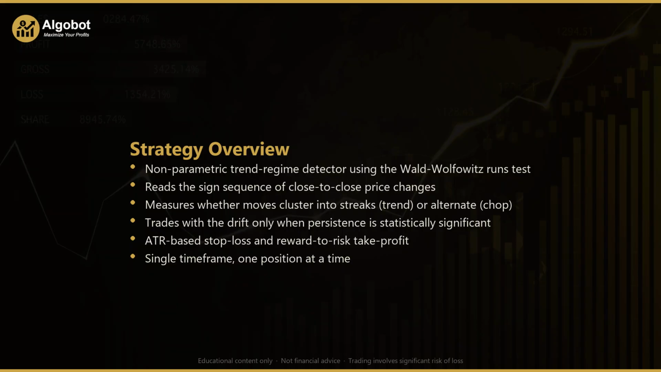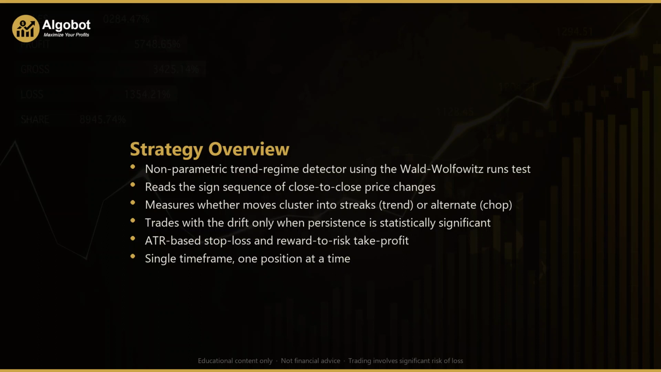When there are far fewer runs than random chance would produce, the signs are clustering into long same-direction streaks. That shortage of runs, the alternation deficit that gives the strategy its name, is the fingerprint of a genuine trend. When there are more runs than expected, price is flip-flopping back and forth, which signals a choppy, mean-reverting market that the strategy simply sits out.